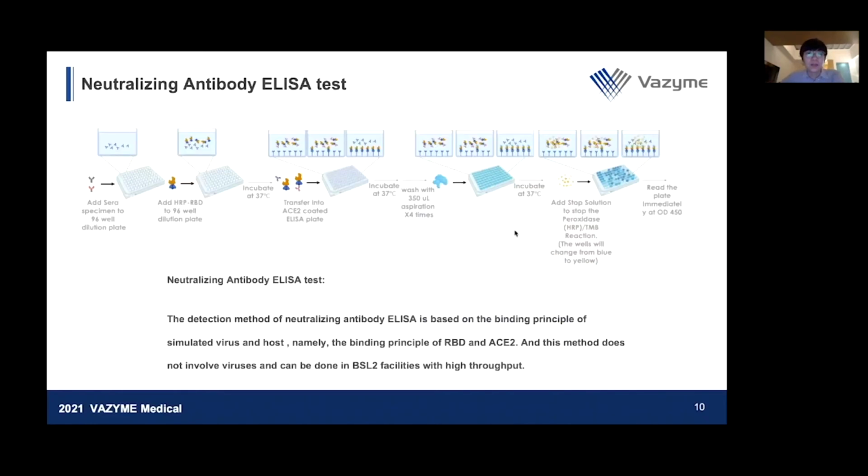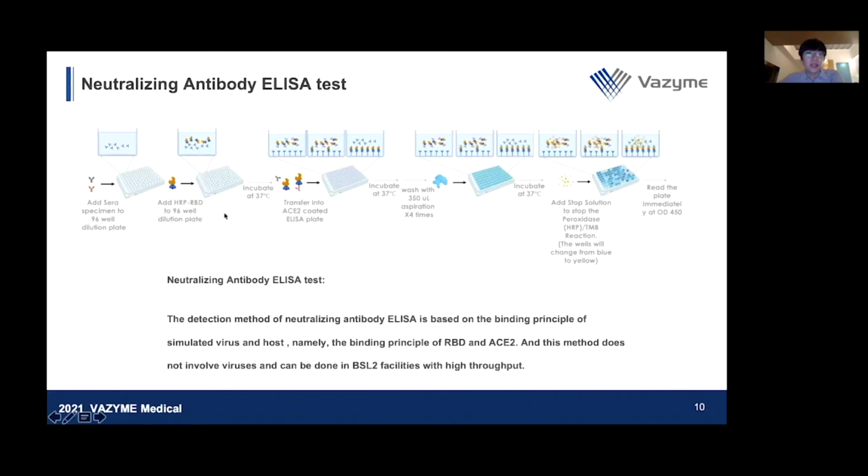So now, based on the situation, we want to develop a faster and much easier tool to help us better detect the neutralizing antibody. Based on this, we developed the neutralizing antibody ELISA test. The mechanism is really similar to the pseudovirus or the live virus one. We express the ACE2 protein and coat it on the ELISA plates. And for the reagents, we have the HRP conjugated RBD.